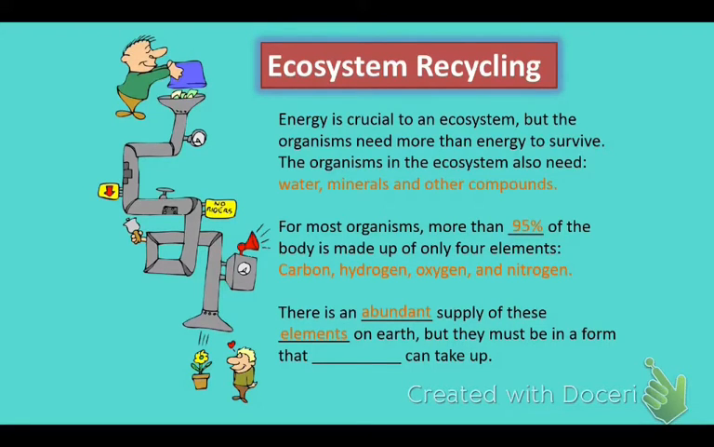So there's an abundant supply of these elements on Earth, and they must be in a form that our living cells can use. Okay? We cannot just absorb carbon dioxide from the air and make carbon molecules for ourselves out of it. That's why we have to eat. Good?